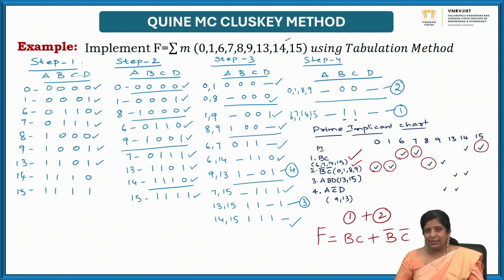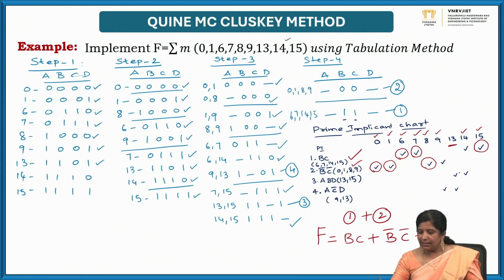Now you have to check whether all the minterms are grouped here or not. For BC, what are the minterms responsible? 6, 7, 14, 15. Just keep a tick mark on that. Next, for B bar C bar, what are the minterms? 0, 1, 8, 9. Okay. But here, if you see, 13 is not involved. Whatever terms I have written here do not cover the minterm 13. That means you have to write down the prime implicant which covers 13.